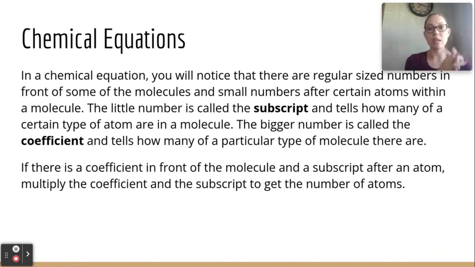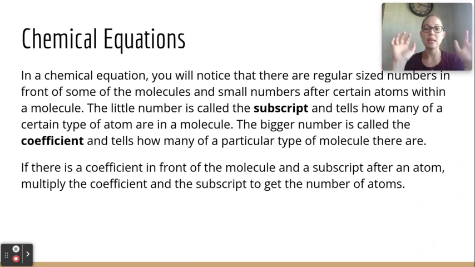Like when you were looking at methane in the last one, it was CH4. That subscript, the 4 next to the hydrogen, is a subscript. That is telling us that in a methane molecule, there are 4 atoms of hydrogen. And because carbon didn't have a subscript, that tells us there's only 1 carbon atom in a methane molecule. So that's why it's CH4.